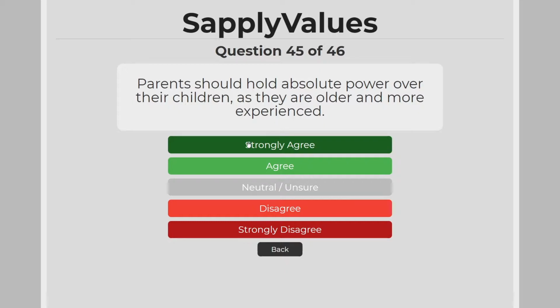Parents should hold absolute power over their children as they are older and more experienced. Strongly agree. We don't know when a child gets to an age where they can actually start making life decisions for themselves. Usually the period is 18. Once you get to 18, then you can make those decisions. Some kids reach that before 18, some kids don't reach that ever. So that's just the way it goes. There has to be that date, and until then, parents should hold absolute power.